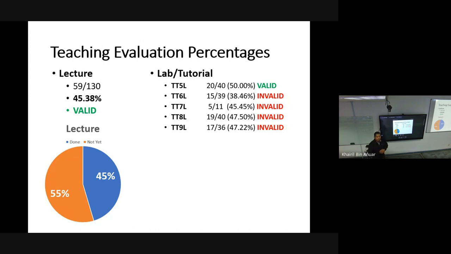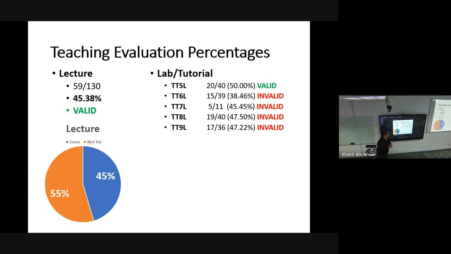For the lecture, alhamdulillah, because we need 30%, thank you to the 59 out of the 130 students that I have in this lecture session. So it's already valid, but what the outcome is, I cannot see right now. I cannot see any comments at this moment, unless you give me direct feedback. Now I can only see the percentage, and for the lecture, we already have 45.38%. We still welcome more feedback from the rest of you.